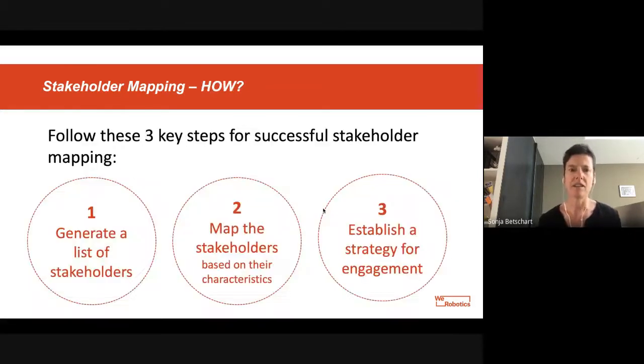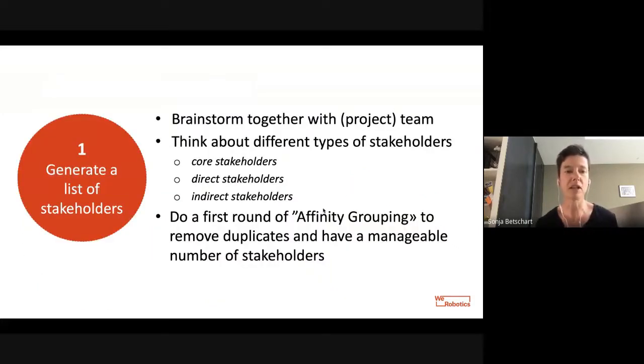Now, this is easier said sometimes than done, but it's actually not very complicated, because essentially, to do stakeholder mapping, there are 3 key steps that you can follow. So it is not very, very complicated. And the first step is to generate a list of stakeholders. So we come back to what we said before. What you want to start out with is a list.